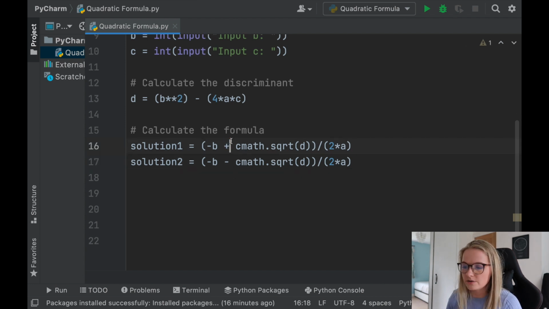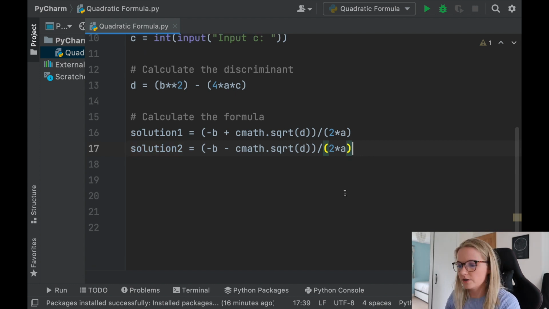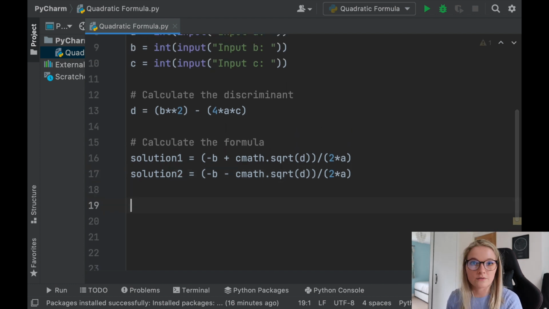Because this is a plus here, it doesn't necessarily mean solution 1 is a plus. That's why I've said solution 1 and solution 2, not positive, negative, because it's not always guaranteed to be that way. Okay, so these are the solutions, and all that's left to do is print it.